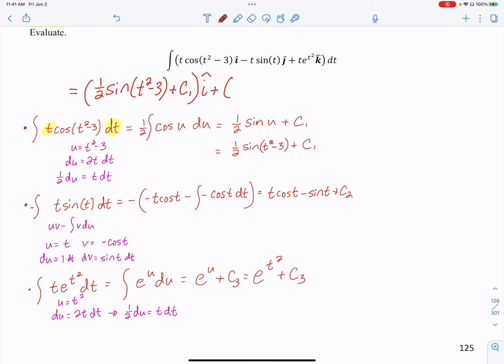Plus 2t cosine t minus sine t plus c2 j plus e to the t squared plus c3 k. Okay, so that is how we integrate with some stickier integrals, integrands, meaning the argument inside the integral is called the integrand.